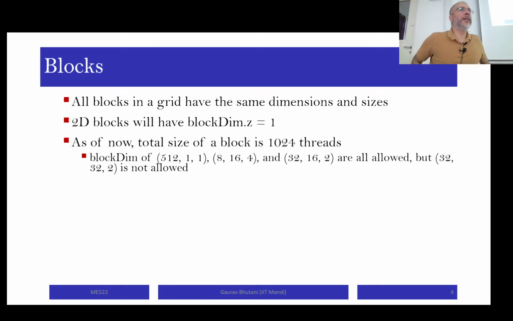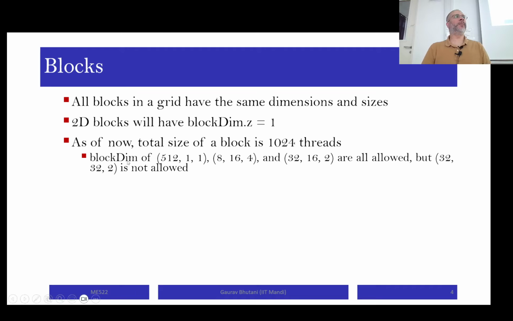And as of today, on the NVIDIA cards, you have a restriction that the maximum size of a block cannot exceed 1024 threads. Of course, it can have a lesser number of threads. I think I have not worded it properly. The number of threads in a block cannot go beyond 1024.